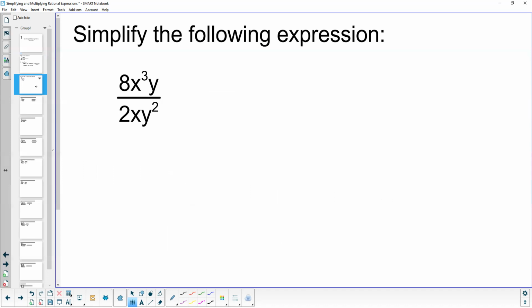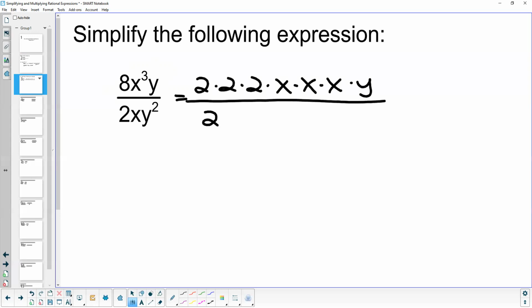So let's start by simplifying this expression here. We've got 8x to the third power times y divided by 2x y squared. So if we were to factor this out completely, what we're saying is I've got a 2 times a 2 times a 2, that's the prime factorization of that, times x times x times x times y, divided by 2 times x times y times y. Okay, so it's all factored out completely.